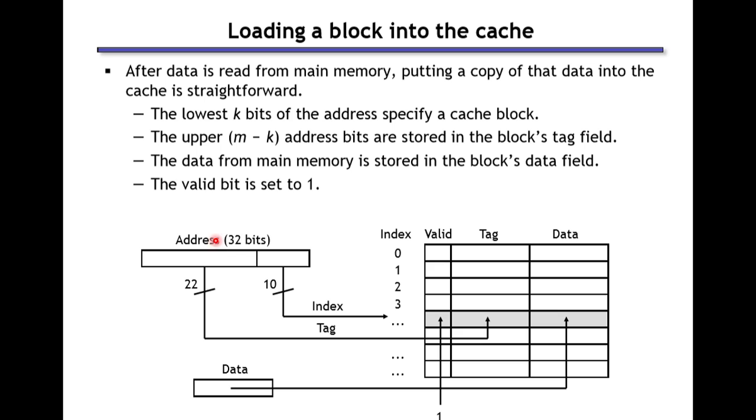Similarly, how do we load data or a block into the cache? After the data is read from the main memory, putting a copy of that data into the cache is straightforward. The lowest k bits of the address specify the cache block, where k is equal to 10 here. The upper m minus k address bits are stored in the block's tag field, so this 22 is stored in the tag field. The data from main memory is stored into the block's data field. So if you see here, this tag we will have to match, and we have to store the data.